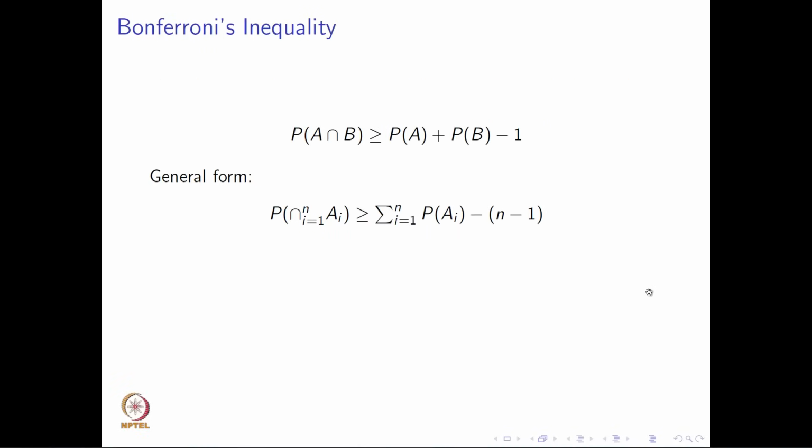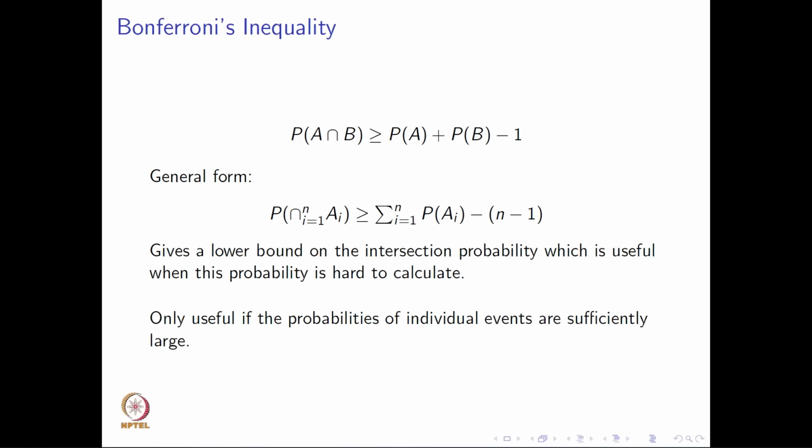Having covered some of the very basics of probability, in the next few slides we look at some rules which allow us to estimate probability values. The first thing we look at is known as Bonferroni's inequality. According to this inequality, probability of A intersection B is greater than or equal to probability of A plus probability of B minus 1. The general form of this inequality is also listed. What this inequality allows us to do is to give a lower bound on the intersection probability. This is useful when the intersection probability is hard to calculate.